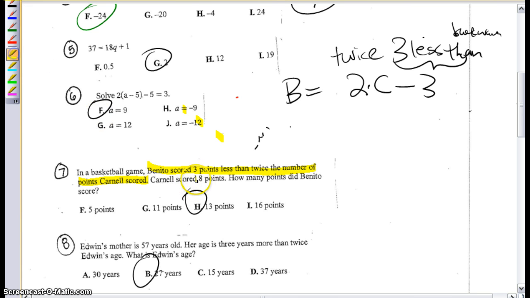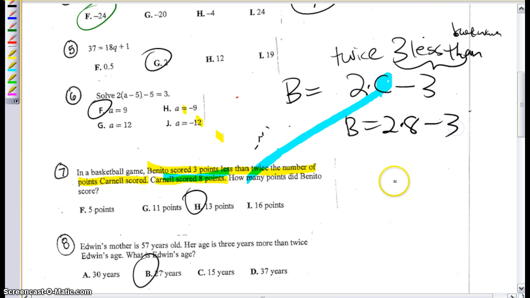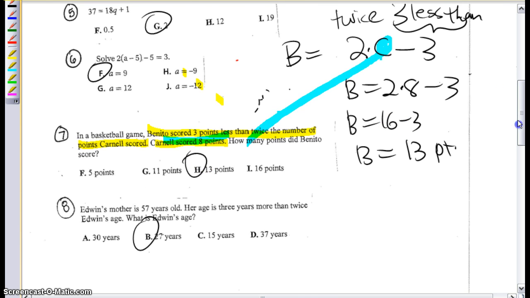Now, this sentence here, Carnell scored 8 points, that would represent the C, so that would be 8. So Benito is equal to 2 times 8 points minus 3. So Benito is equal to 16 minus 3, which means that he got 13 points. H.